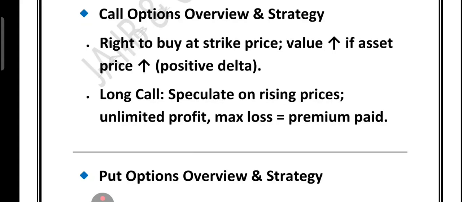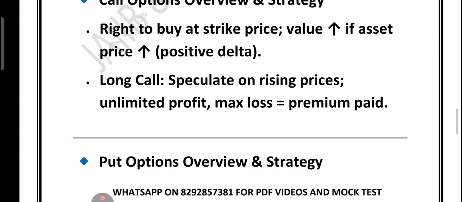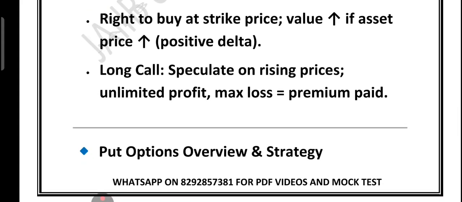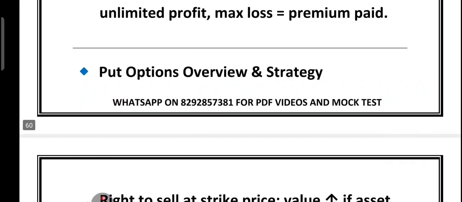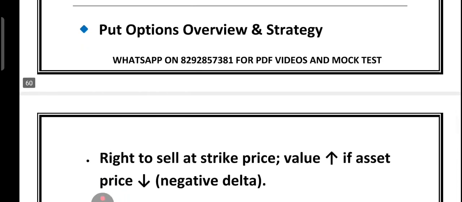Now, call option gives the right to buy at a strike price. If you have a long call, it means you buy if you expect price to rise. Profit: unlimited profit if the price rises, and loss: you have to pay the premium, right? Obviously. So quick revision, let's just talk about the points. Call means buy right, long call means bullish market, and the maximum loss you can have is the premium.